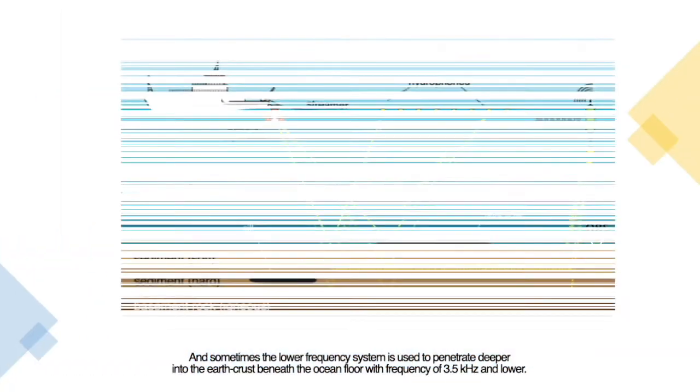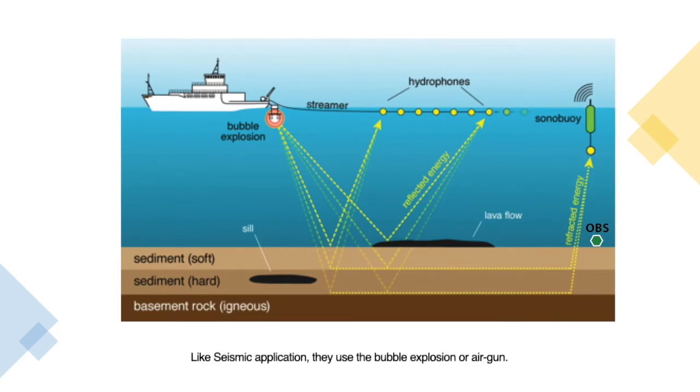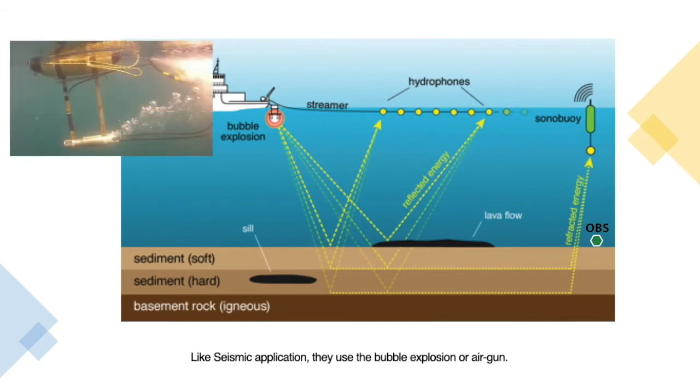And sometimes, a lower frequency system is used to penetrate deeper into the Earth's crust beneath the oceans, with a frequency of 3.5 kHz and sometimes lower. They will use this if they want to see accumulated layers or sub-bottom layers of sediment to study the Earth. Like seismic applications, they will use bubble explosion or EGAN.